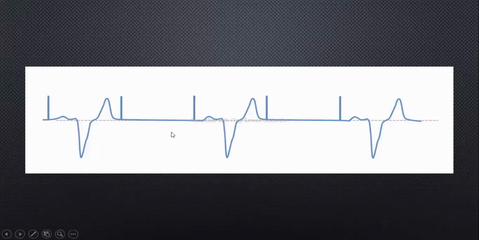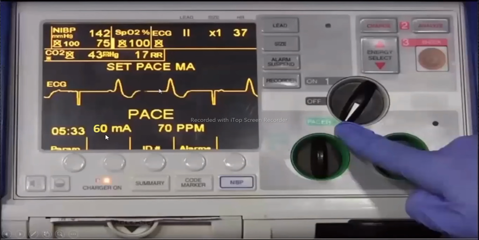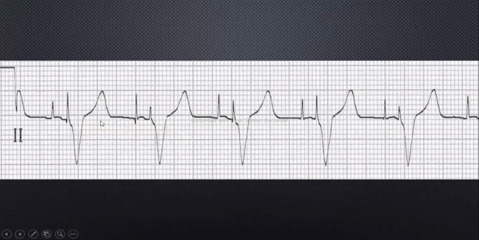Okay, so what about the electrical capture? Is there? Still missing. So you will increase to 70. What about this one? Yeah, capture. So now there is capture. This one followed by QRST, this one followed by QRST, this one followed by QRST, and all. So now you have pacing and you have electrical capture.